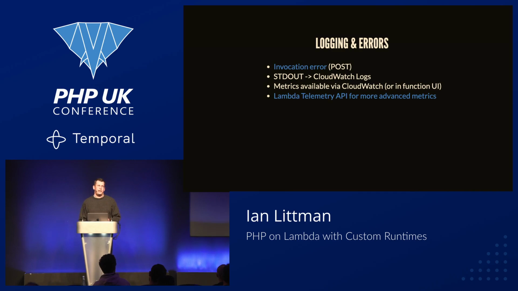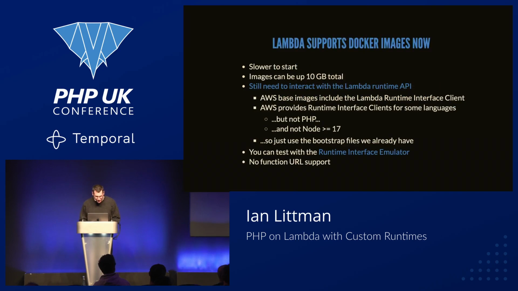But if you do have an error during the process of running the function, then you make another post call to this special Lambda API endpoint. So with all that said, that API is what you use whether you are running off of a Docker image or running off of a zip file.